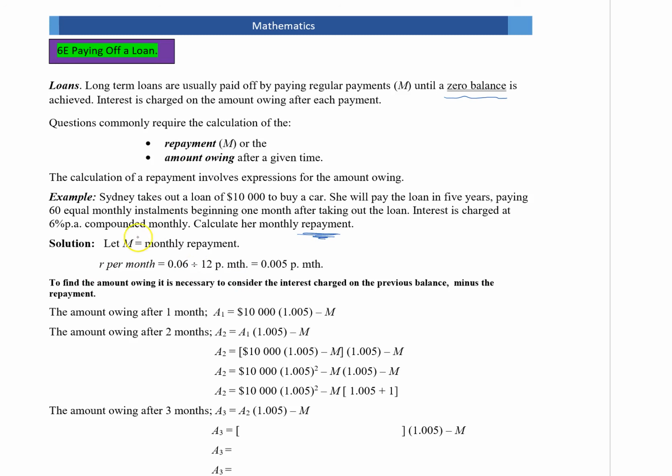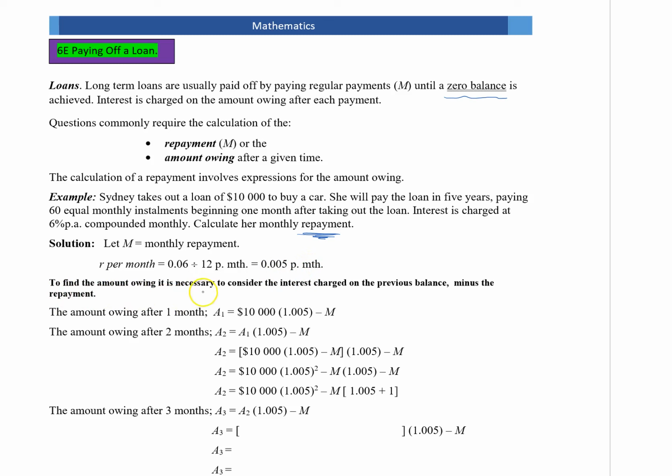So we work with this abstract amount. We don't know what it is, so we call it M. We know that the rate per month will be the yearly amount divided by 12, which in this case works out to be a nice decimal. Now, have a think about this.